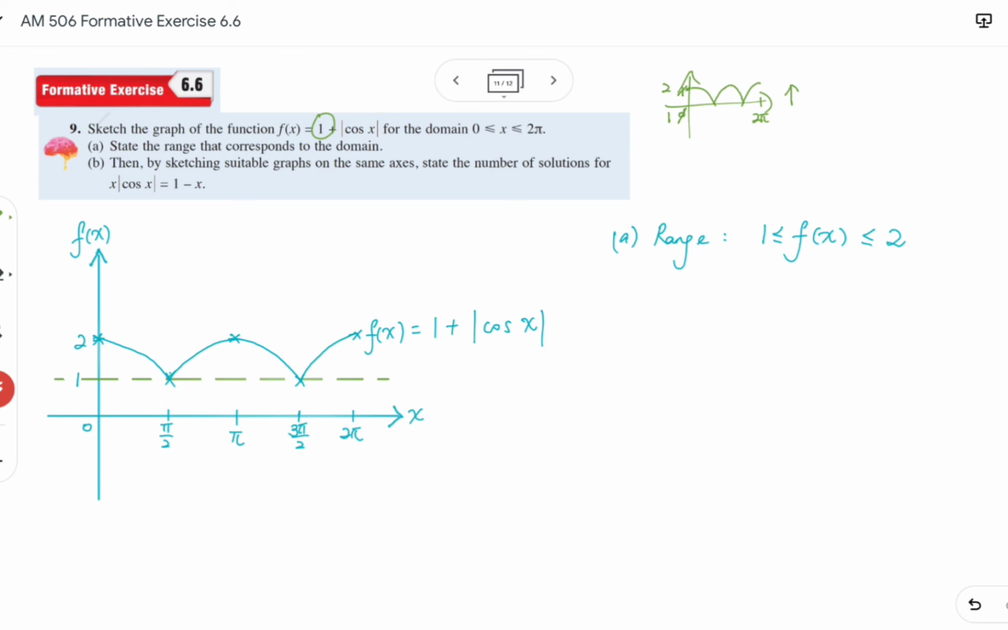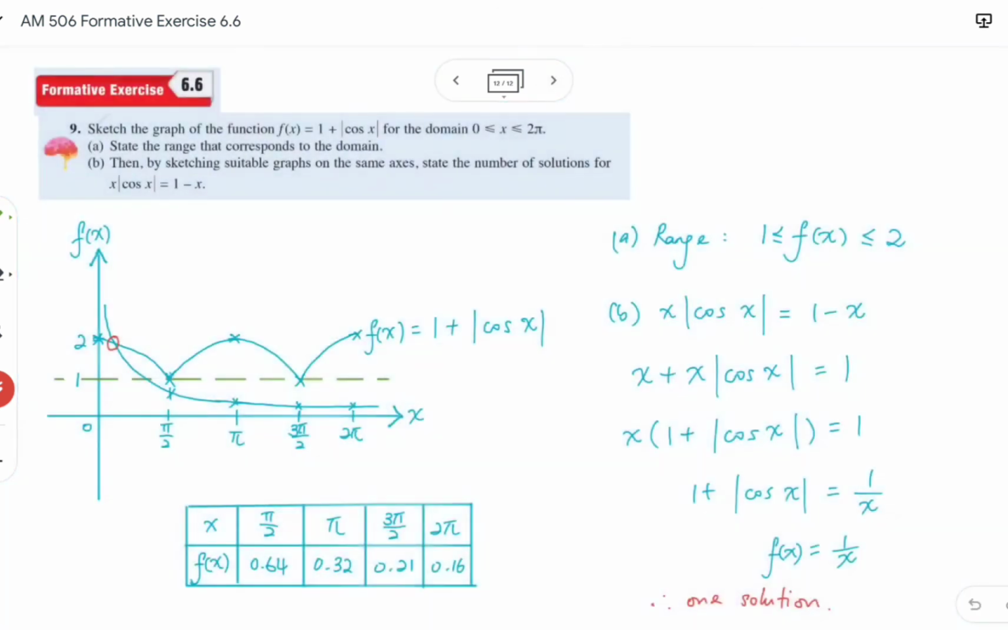A. The range that corresponds to the domain. So the range here, we are talking about f(x) being covered by 1 and 2, right? So f(x) is from 1 to 2. Then B. By sketching the suitable graph on the same axis, state the number of solutions for x modulus cosine x equals 1 minus x.